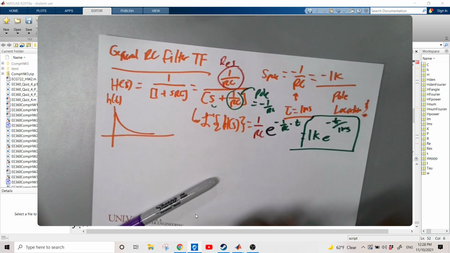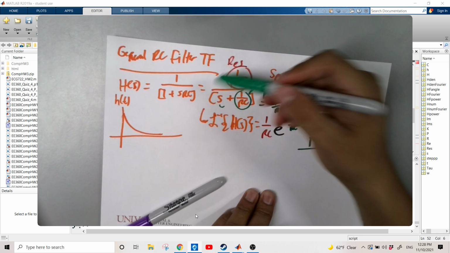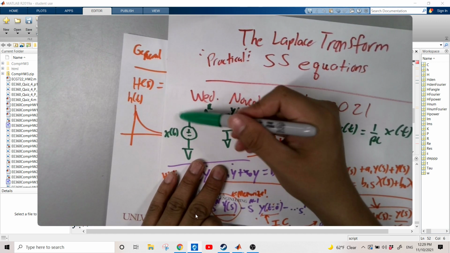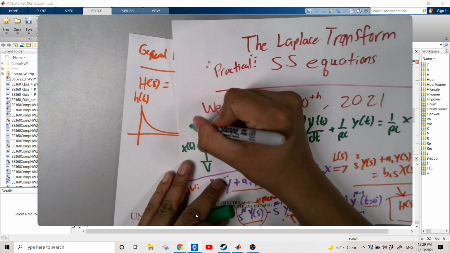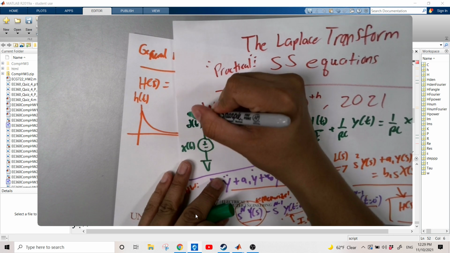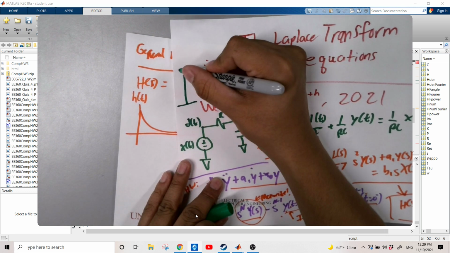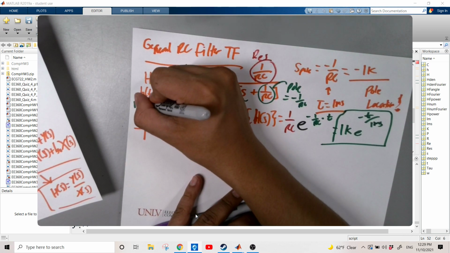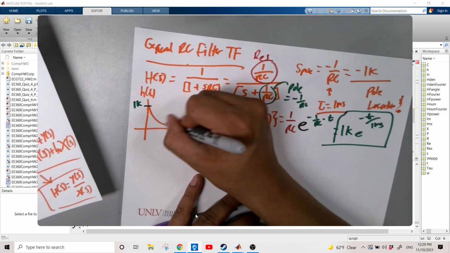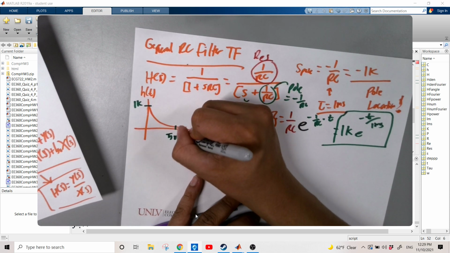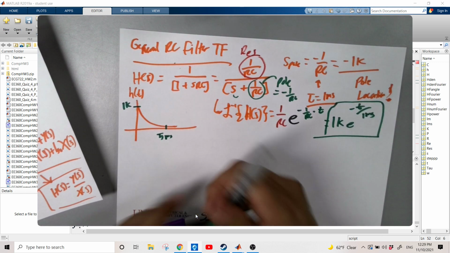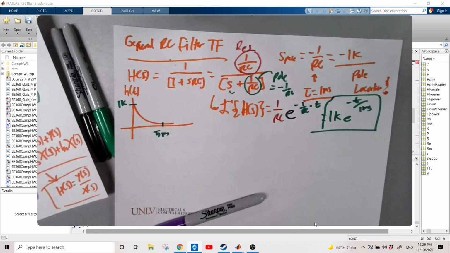So what do we see here? If we kick this RC filter, we just put a delta function here, where the delta function is a spike that goes to infinity. If we do it to this filter, we're going to get a value of 1k here, and then after 5 milliseconds it should get down to 0. Does that make sense? All right, prove it.